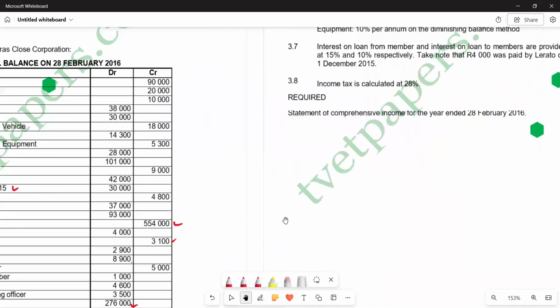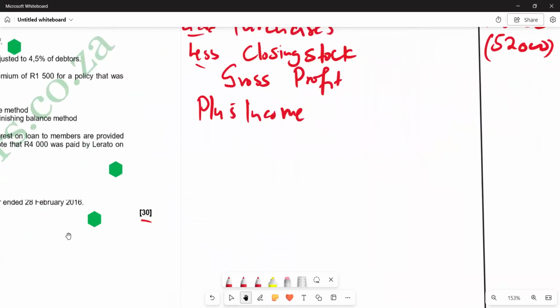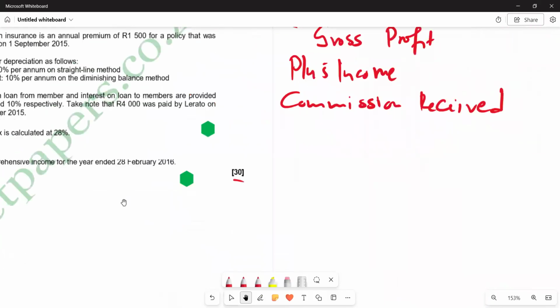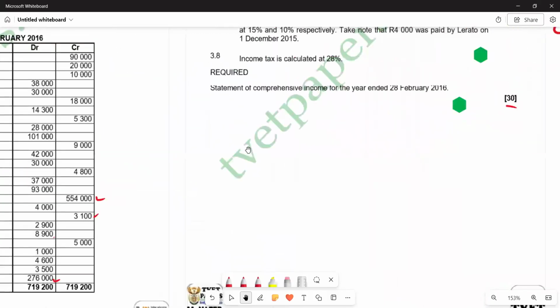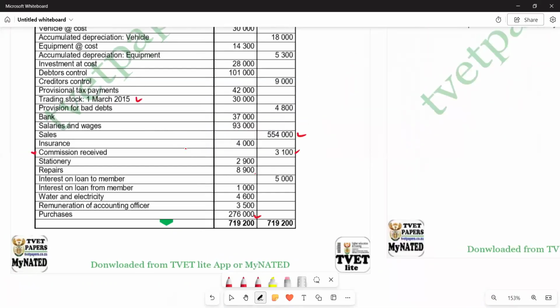We go to our answer section. We are saying commission received, and the amount that we have is 3,100. Then we go again to check any other income besides our commission received. We go down checking.